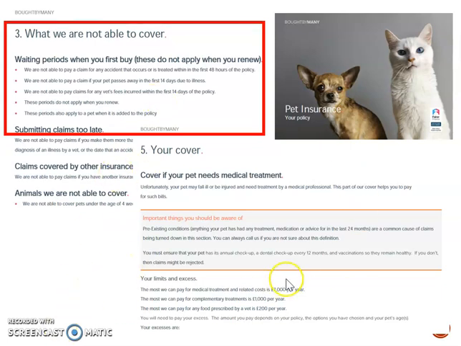You can see on other parts of this page that they also exclude liability for pre-existing conditions, so any health problem the animal had before you took out the policy. And you can see that they've also got limitation clauses here, so they're saying the most that they're going to pay is $7,000 a year, the most that they'll pay for complementary treatments is £1,000, and the most that they'll pay for food prescribed by a vet is £200 a year. So an exclusion clause here is where they won't cover it at all. This is a limitation clause, where they are limiting how much money you can claim.